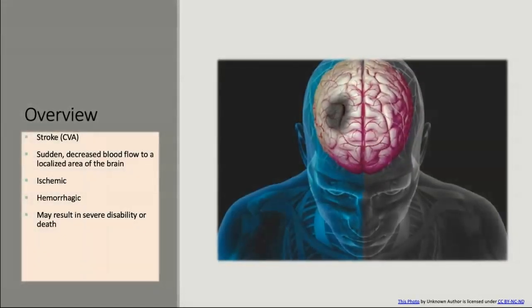So when we talk about stroke, another term that is used is cerebral vascular accident. Think of it like we think of an MI to the heart. We think of a CVA or a stroke to the brain. Okay, we have sudden decreased blood flow to the localized area of the brain. And if we don't reperfuse that area or release the pressure, if it's a hemorrhagic stroke, parts of that brain tissue are going to die and the patient is going to end up with deficits.